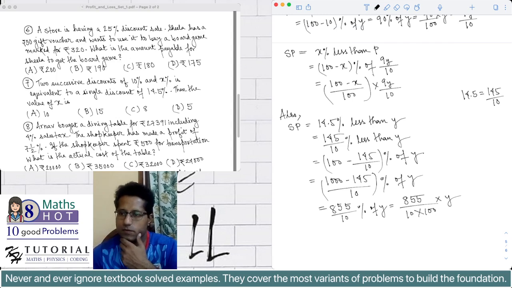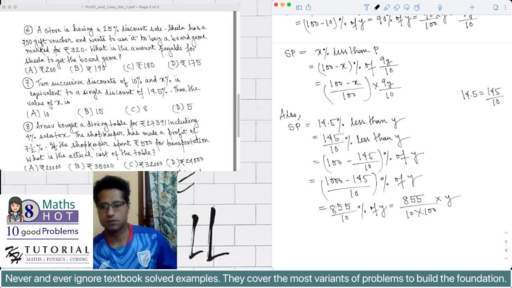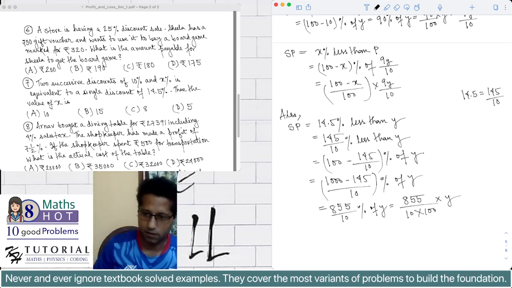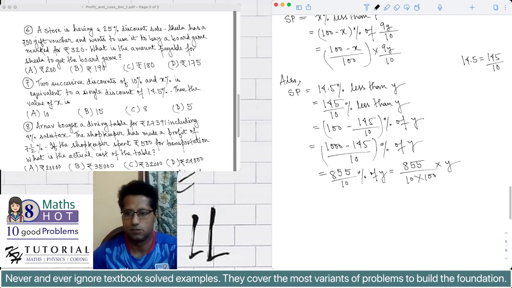14.5 is equal to 145 by 10. And so, there is a single discount, so it must be 14.5% less than y, which is 100 minus 145 by 10% of y, which is 1000 minus 145 by 10% of y, which is 855 by 10% of y, which is 855 by 10 divided by 100 multiplied by y. Okay, fine. This is this.